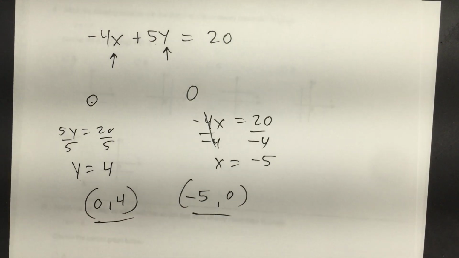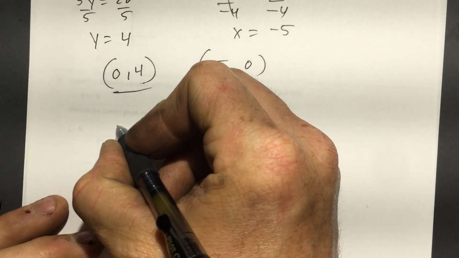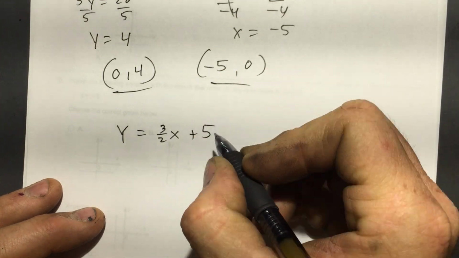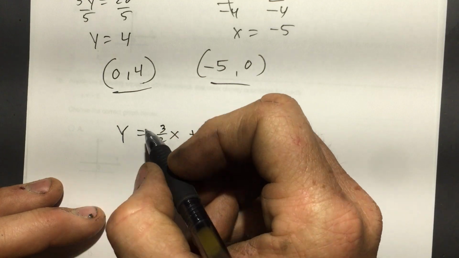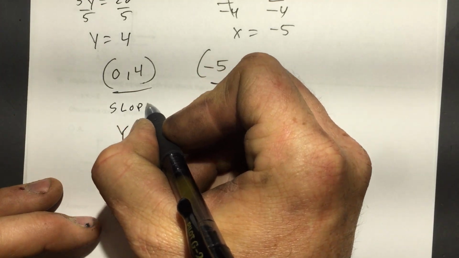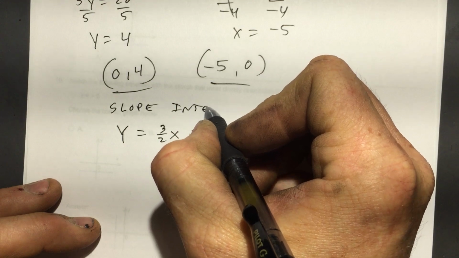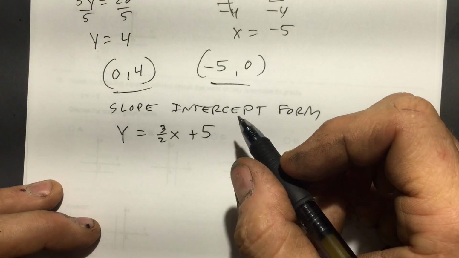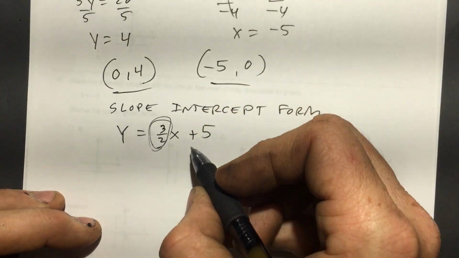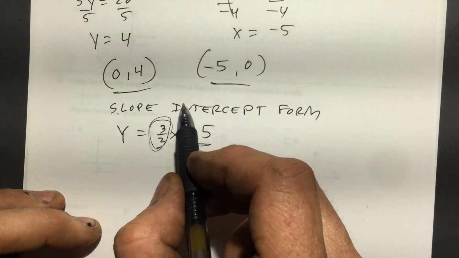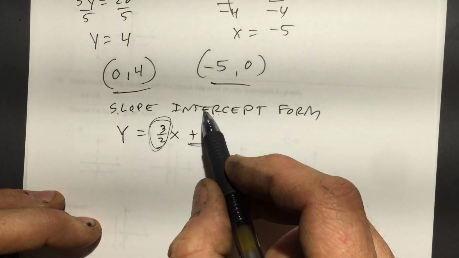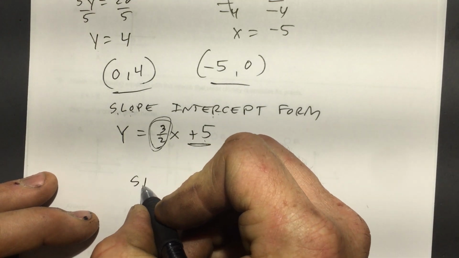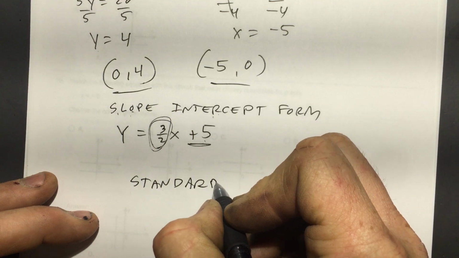I do want to tell you this right here. If you have a line that looks like this right here, this type of line is what's called slope intercept form. Right here's my slope, and right here's my y-intercept. So it's called slope-intercept because here's your slope and here's your y-intercept right there. So slope-intercept form. Now the line we just had is what's called standard form.